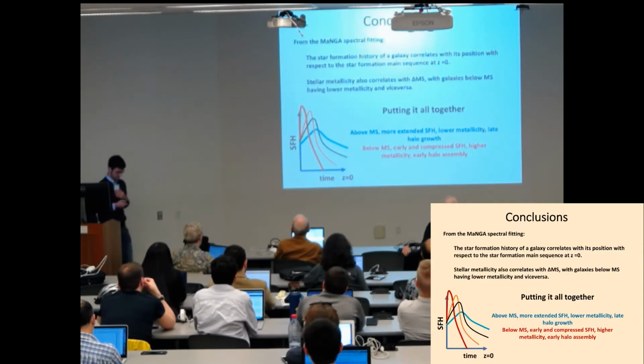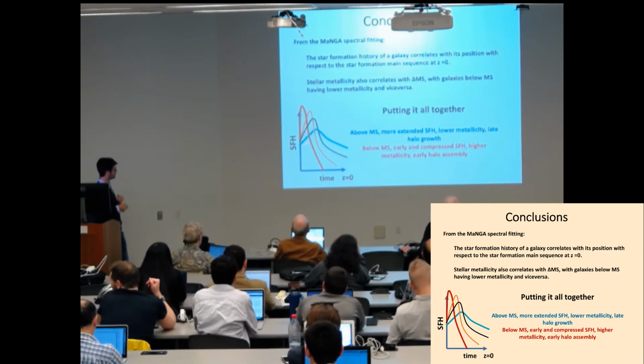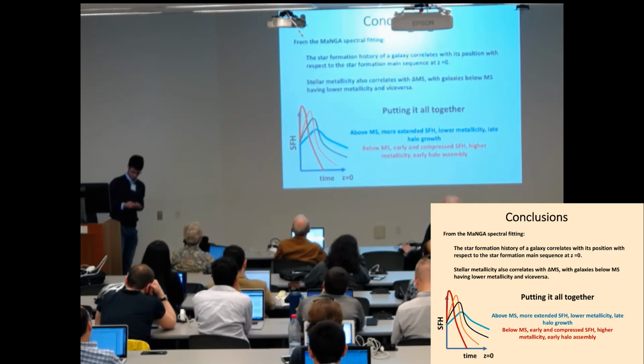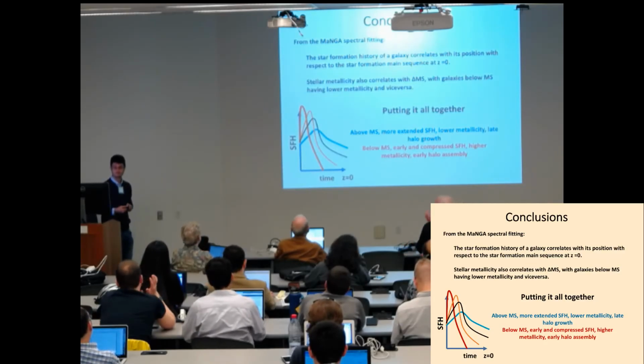So let me leave you with my conclusions. I think they can be summarized with this cartoon picture. If a galaxy is above the main sequence, it has a more extended star formation history, lower stellar metallicity, and the halo grows later. Vice versa, if a galaxy is below the main sequence, in the green valley, it has an early and compressed star formation history, higher stellar metallicity, and its halo assembled earlier. That's it. Thanks.